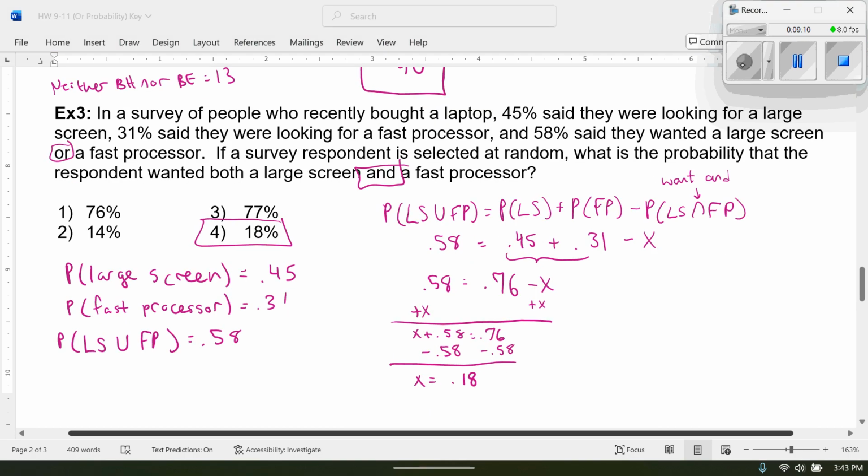I hope this video helped. Remember, anytime you're reading a word problem without a two-way table, be on the lookout for the word OR to know that you have to use the OR formula.